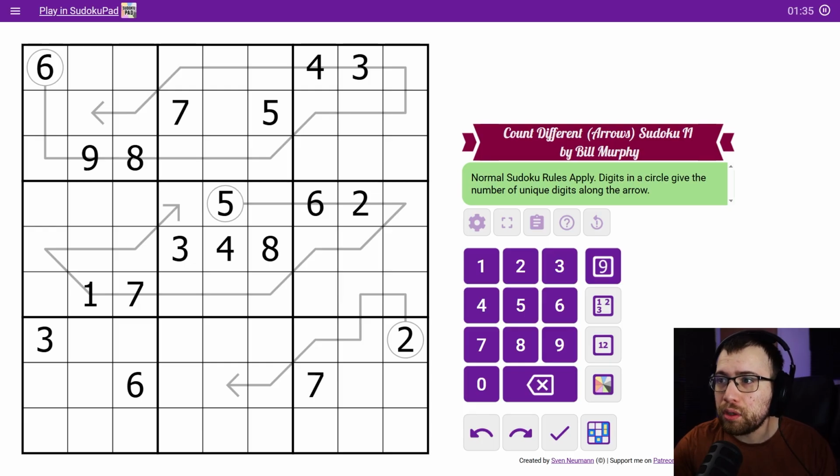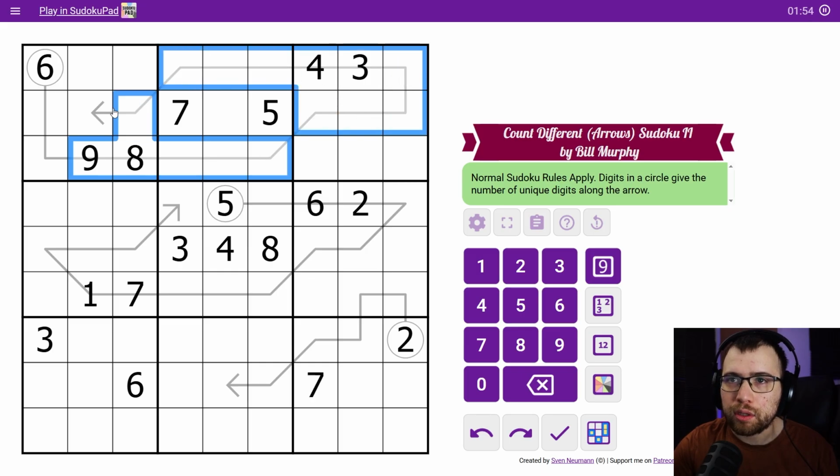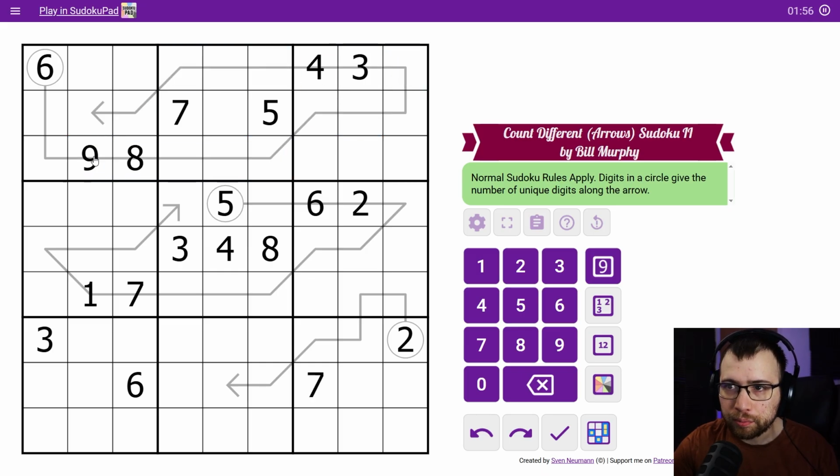Let's read the rules first. So we have a bunch of arrows on here. Normal Sudoku rules apply, and digits in a circle give the number of unique digits along the arrow. So the 6 is here, so there's going to be only 6 unique digits along this arrow. That is very interesting because that is a very long arrow. We have 3 different arrows on here, so we'll see how that affects the puzzle and how that contributes to the solve.